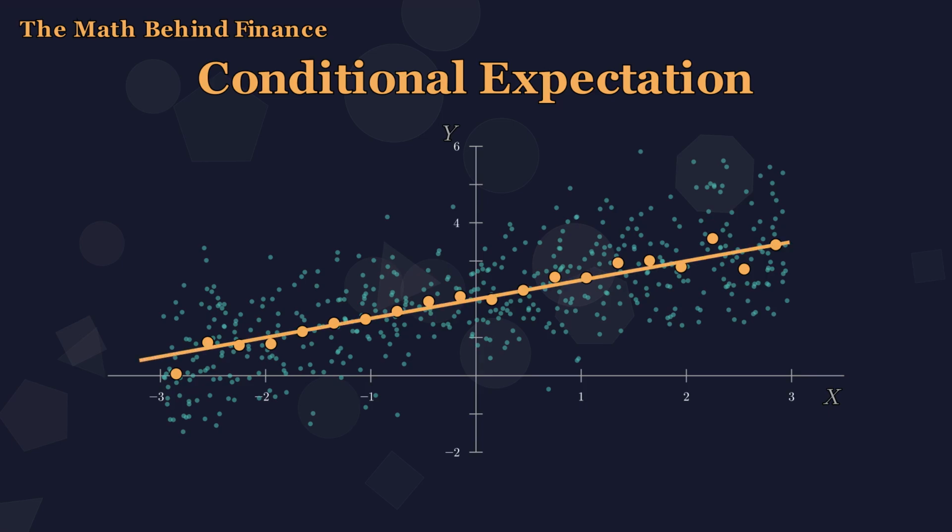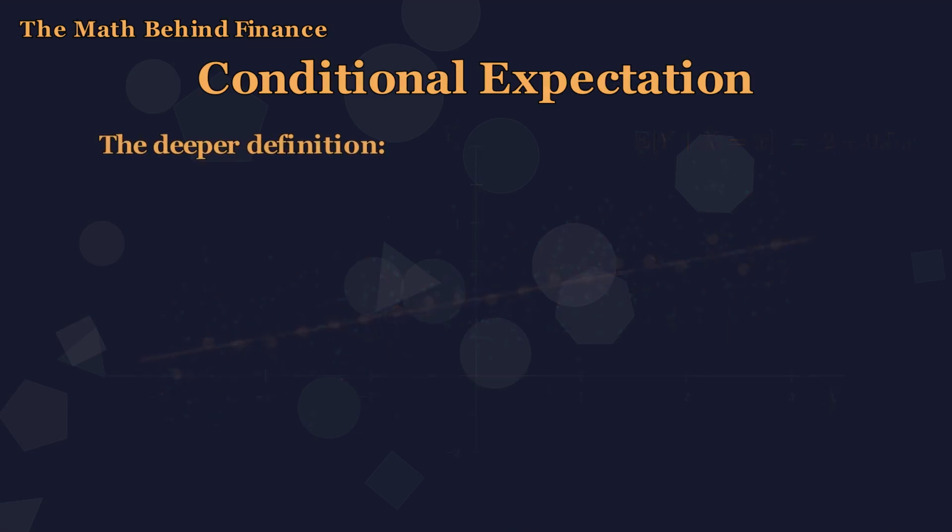And watch what those 20 dots trace out. A curve, a prediction, a pattern that was hiding in the noise. For this data, that curve is 2 plus 1/2 X. The conditional expectation made visible. This isn't just a cute picture.